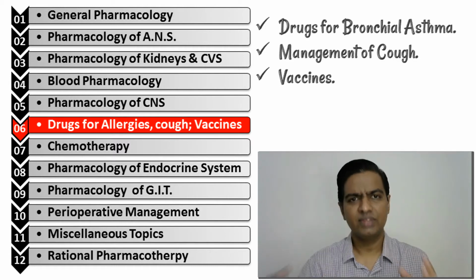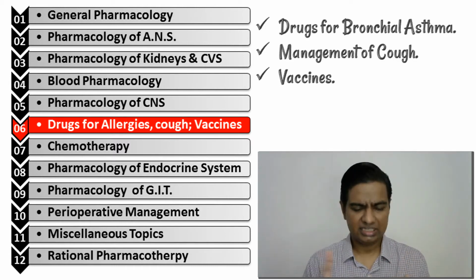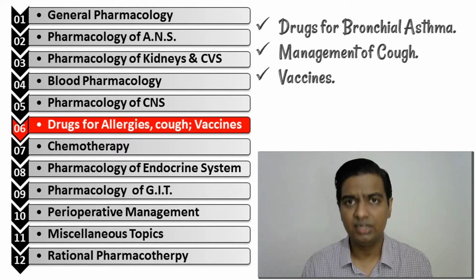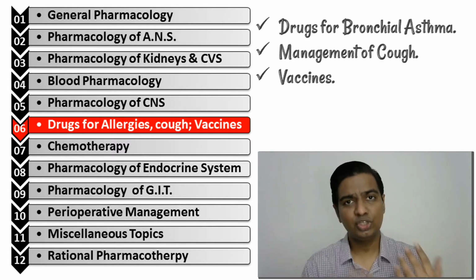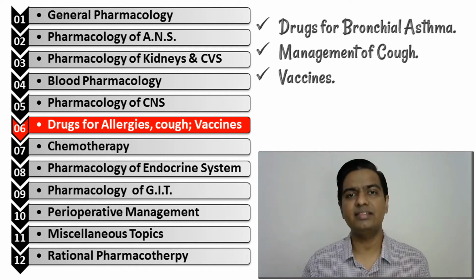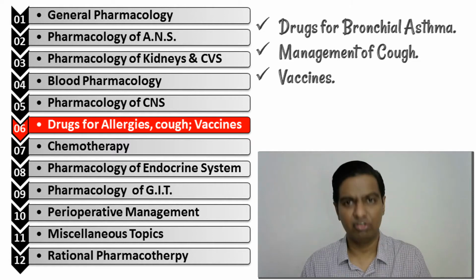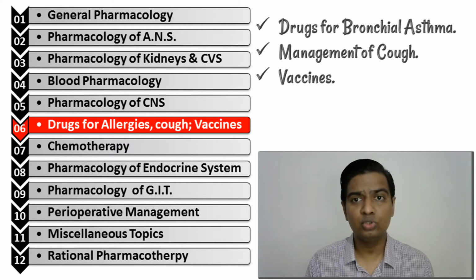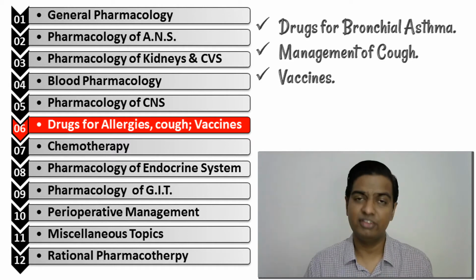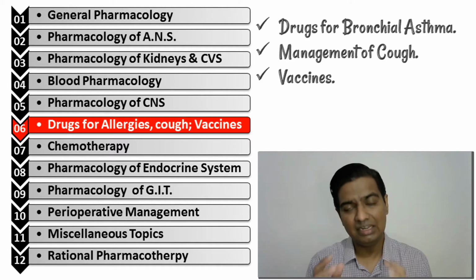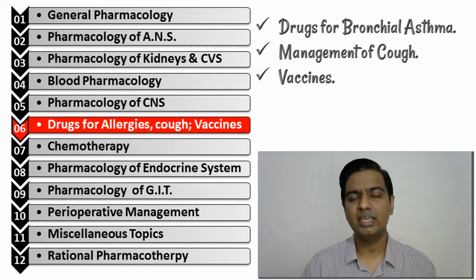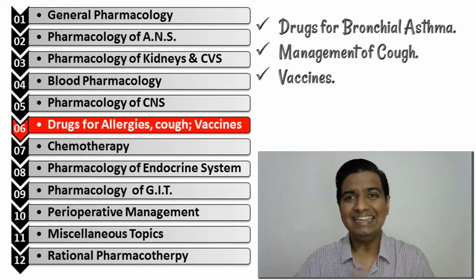Then comes the section on drugs for allergies, coughs and vaccines. You need to know all the vaccines that are approved under the National Immunization Program. Not only that, you also need to know additional vaccines that have been approved by the Indian Academy of Pediatrics. You should know drugs for cough; when to treat a cough and when not to treat a cough is also an important concept you will be learning in this unit. Plus, you should know how to manage a case of bronchial asthma in detail.